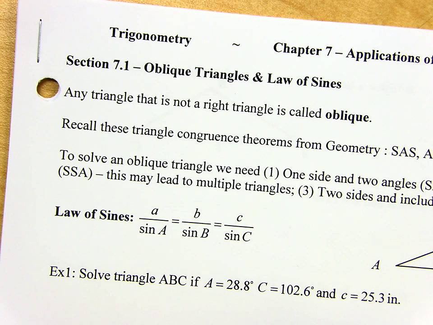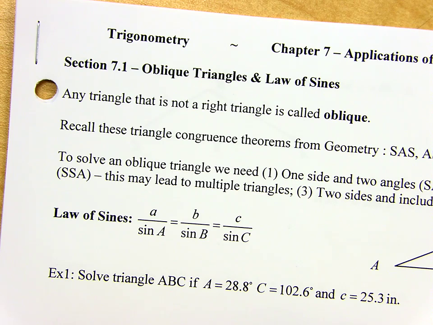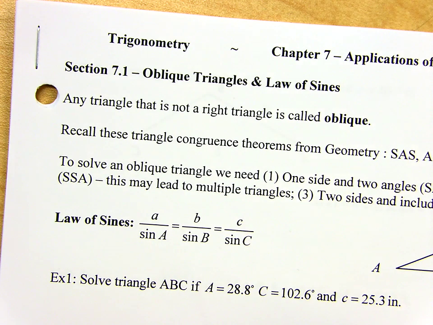Today we are talking about 7-1 oblique triangles and the law of sines. So, what in the world is an oblique triangle? Well, if you look right here, it tells us it's any triangle that's not a right triangle. So these could be acute or obtuse, it doesn't matter. So we're going to call those oblique.